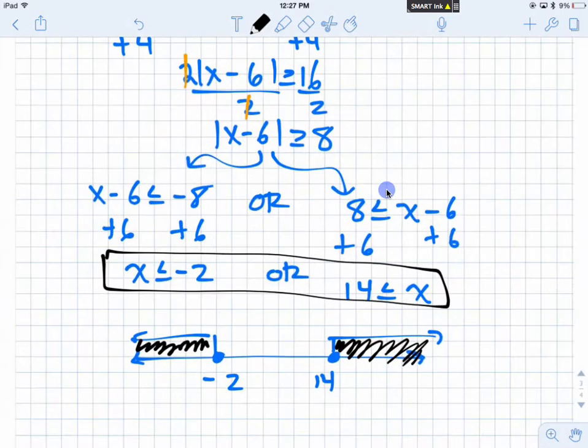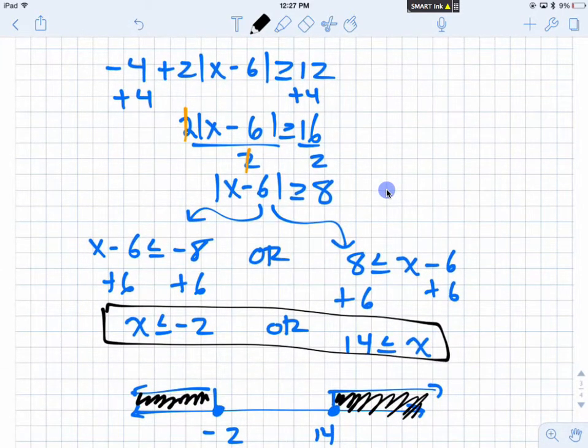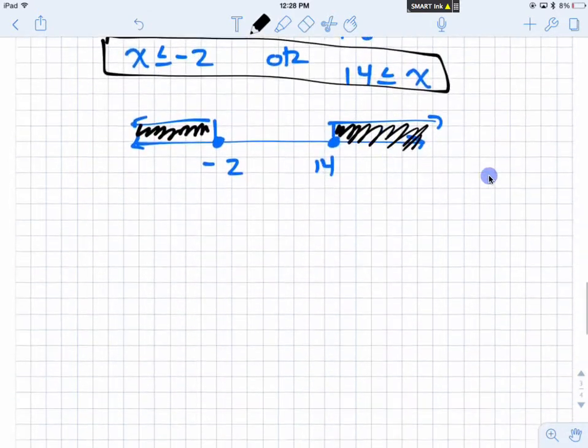And so that is how we solve these sorts of inequalities. So let's have you try one. Or you know what, actually I'm going to walk you through one more before I have you try one.